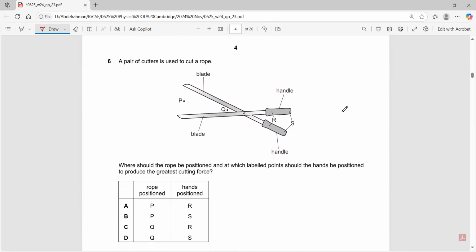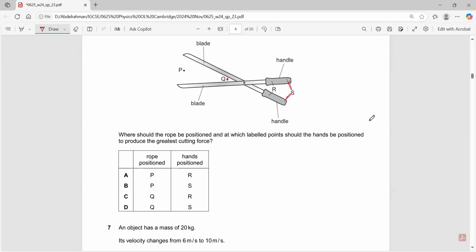A pair of cutters is used to cut rope. Where should the rope be positioned? And where should your hands be positioned? The rope should be positioned at point Q to experience a larger moment, while your hands should be positioned at point S, to exert the greatest moment. So Q and S.